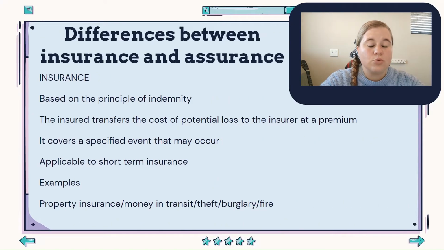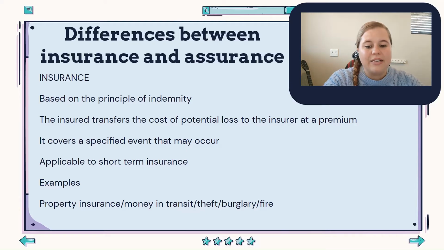Then, differences between insurance and assurance. Remembering with overinsurance and underinsurance, it's a very nice question that they like to ask, the differences between the two. Insurance and assurance, also differences between the two. So just make sure that you remember them.